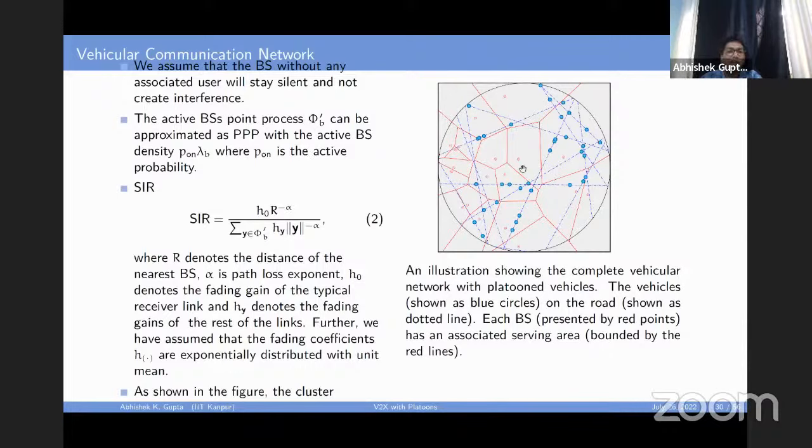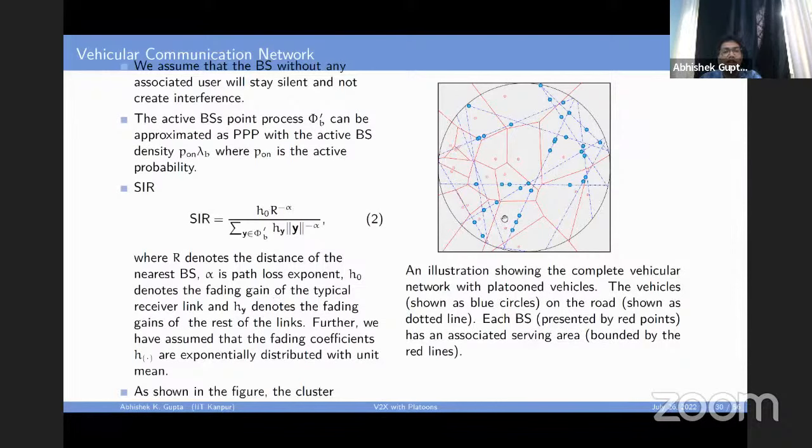So now if I take any particular user, I can compute the signal to interference ratio by computing the serving power. Serving power will be given by H0, which is the fading, and R to the power minus alpha. R is the distance between the base station and the user, a regular user, and alpha is the path loss exponent. I've assumed a simple power-based path loss. So R to the minus alpha is the path loss, and you multiply by fading to get the serving power.